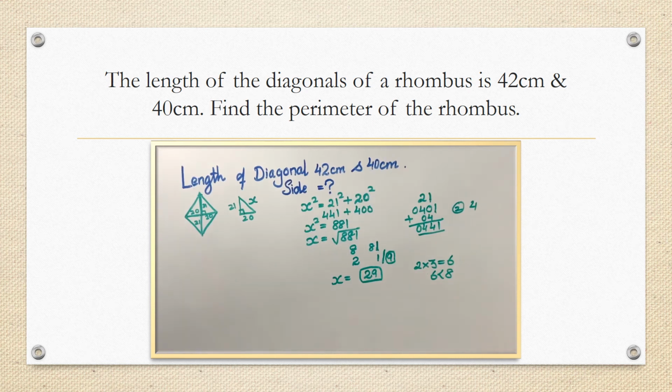Then we have to find the perimeter of the rhombus. The perimeter of a rhombus is 4 times the side. So 4 into 29. 4 9s are 36, 6 here and 3. 4 2s are 8. 8 plus 3, 11. So 116 centimeters is the perimeter of the rhombus.